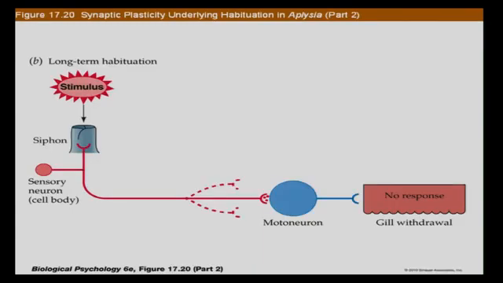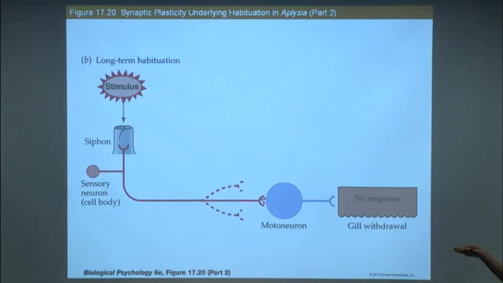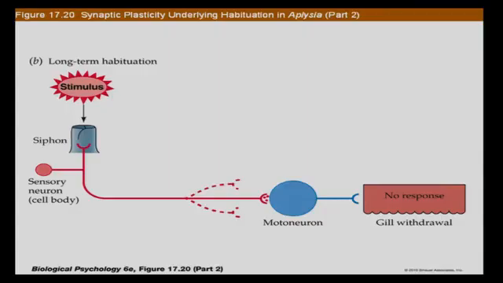connection. What does that look like? Instead of having these 3 connections from your sensory neuron onto the motor neuron, you get retraction, and there are many fewer synapses from the sensory neuron onto the motor neuron. Okay, so that is the long-term change. There are structural changes. So you say, okay, well, that's great for aplysia, but I still want to understand how declarative memory works.